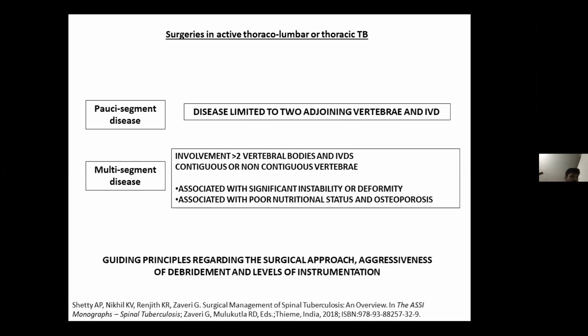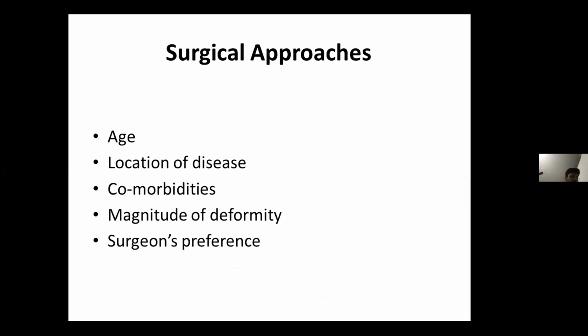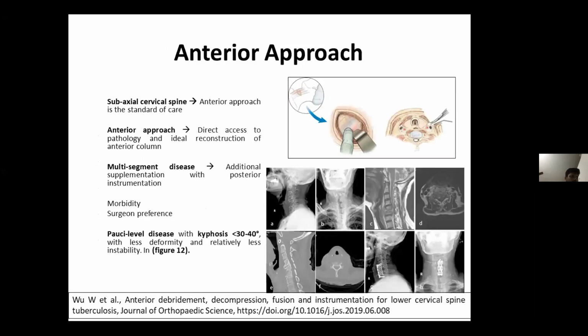These patients with multi-segment disease tend to have significant instability and deformity, and these patients usually have poor nutritional status and osteoporosis. So the surgical approach should be based on the age of the patient, the location of the disease, the associated comorbidities, the deformity magnitude, and last but not the least, the preference of the surgeon per se. The anterior approach to the subaxial cervical spine is still the standard of care in tuberculosis. The advantage of any anterior approach is that it provides direct access to the pathology, and it provides a direct chance to do an anterior column reconstruction.